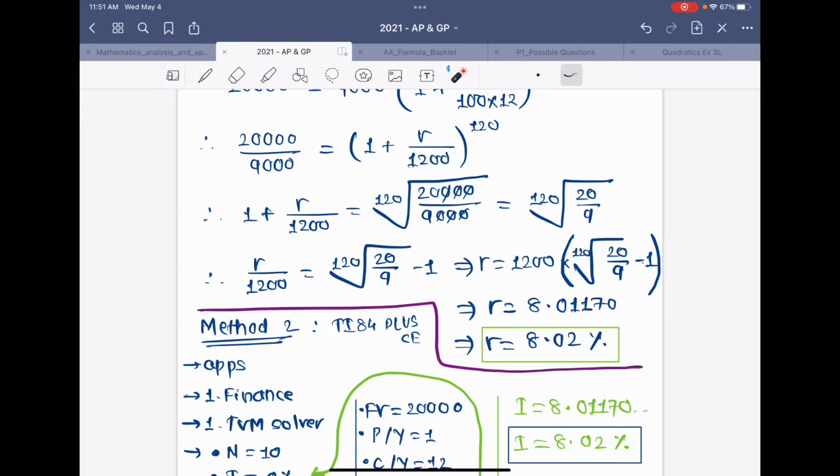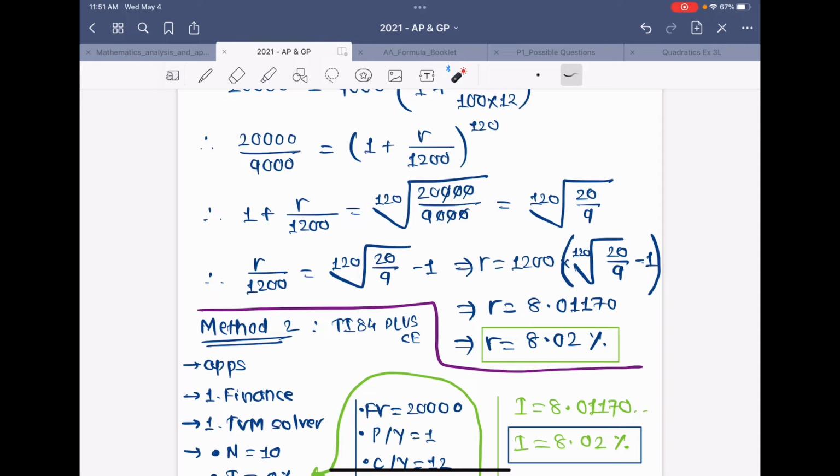calculation on your calculator. You will see the answer is 8.01170. If you don't do this and take a rounded off answer, then your answer will be affected. So that is why I'm using the full final calculation over there. Then you round the answer to 8.0.